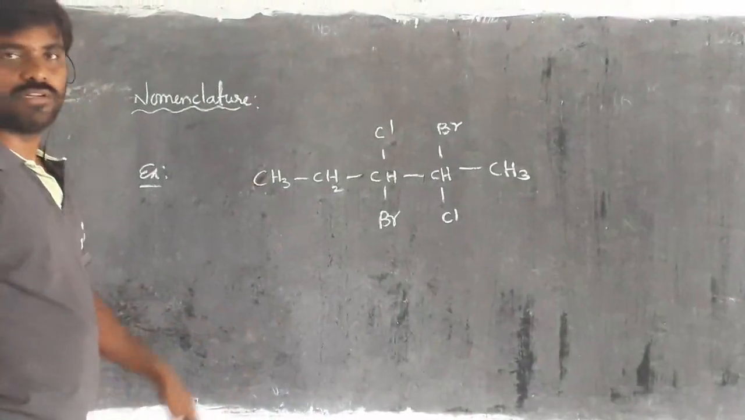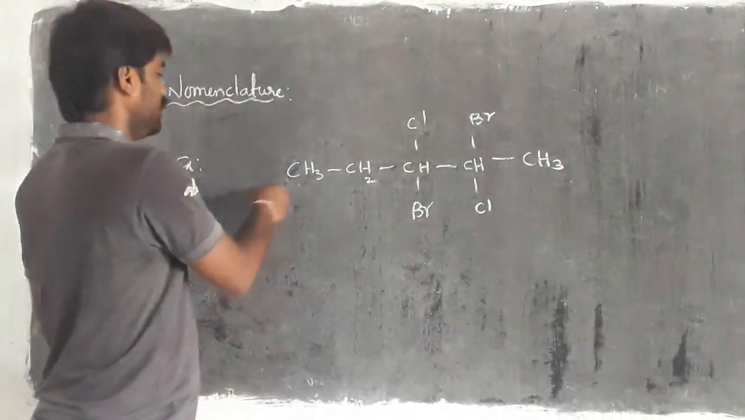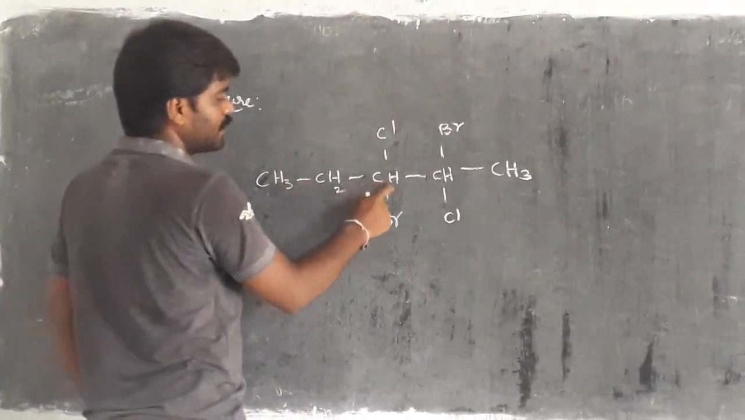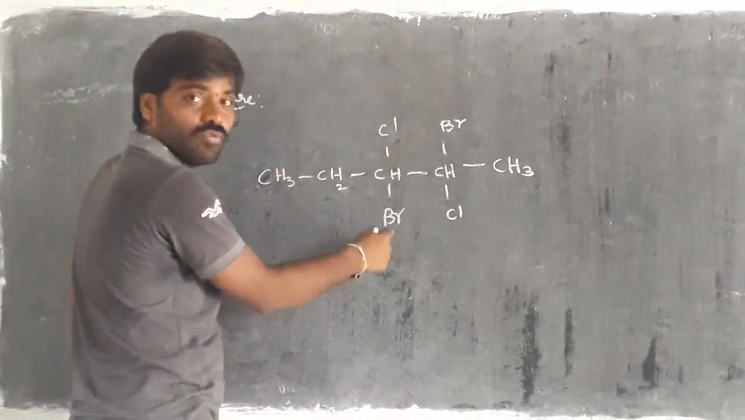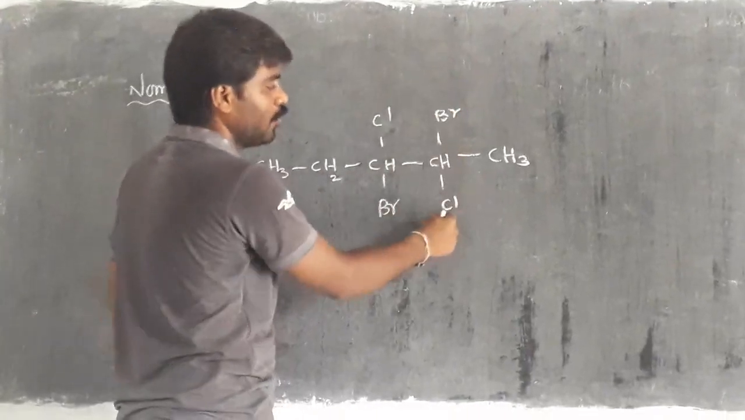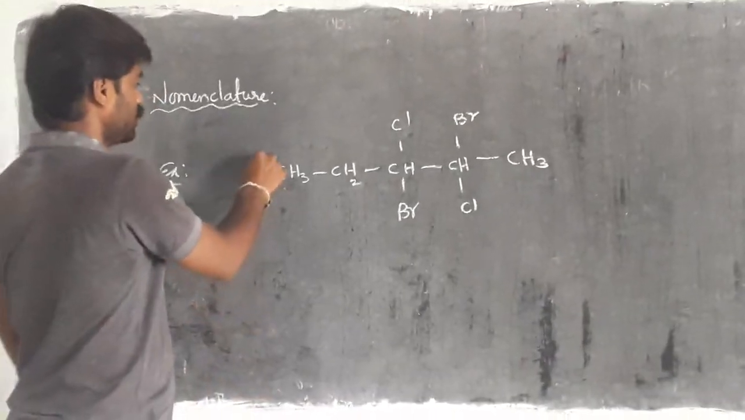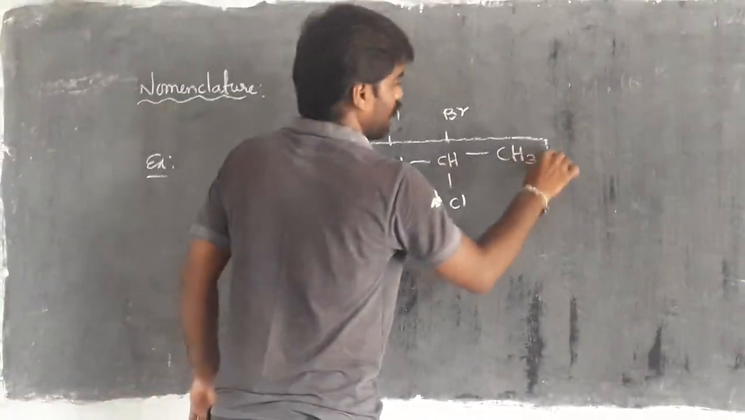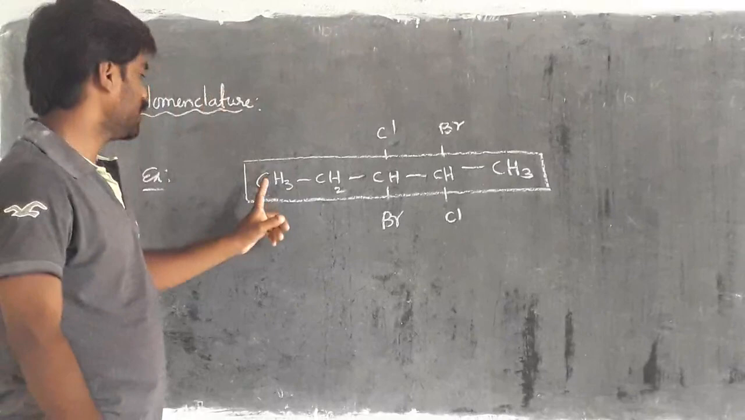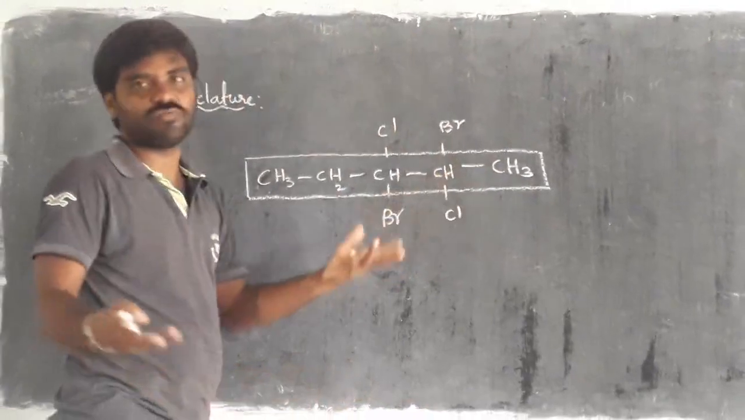Here we have one more example to write the name of a particular molecule in the nomenclature part. In this example, the molecule formula is CH3 bond CH2 bond CH, with one Cl above and one Br below, meaning chlorine and bromine, and bond CH with one bromine above and one chlorine below, bond CH3. So first we have to select the parent chain. This I selected as the parent chain because all carbons are present. For that we count 1, 2, 3, 4, 5. 5 carbons are there, and the total number of carbons is also 5.